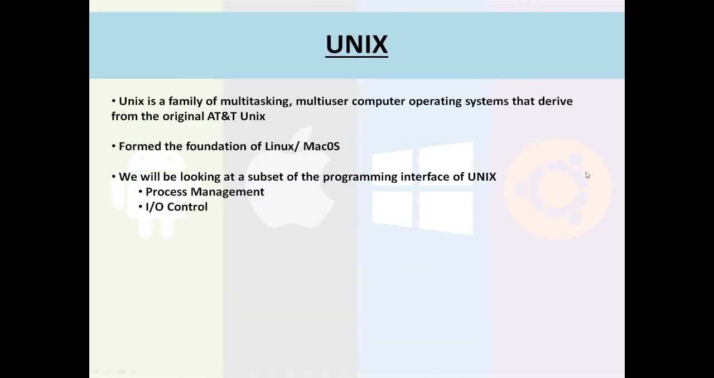Okay, so what is Unix? Well, Unix is a family of multitasking, multi-user computer operating systems that derive from the original AT&T Unix. So it's like a collection of operating systems welded together in different ways to perform different tasks. A lot of different people have added different components to it, and it has formed the foundation of Linux as well as Mac OS.